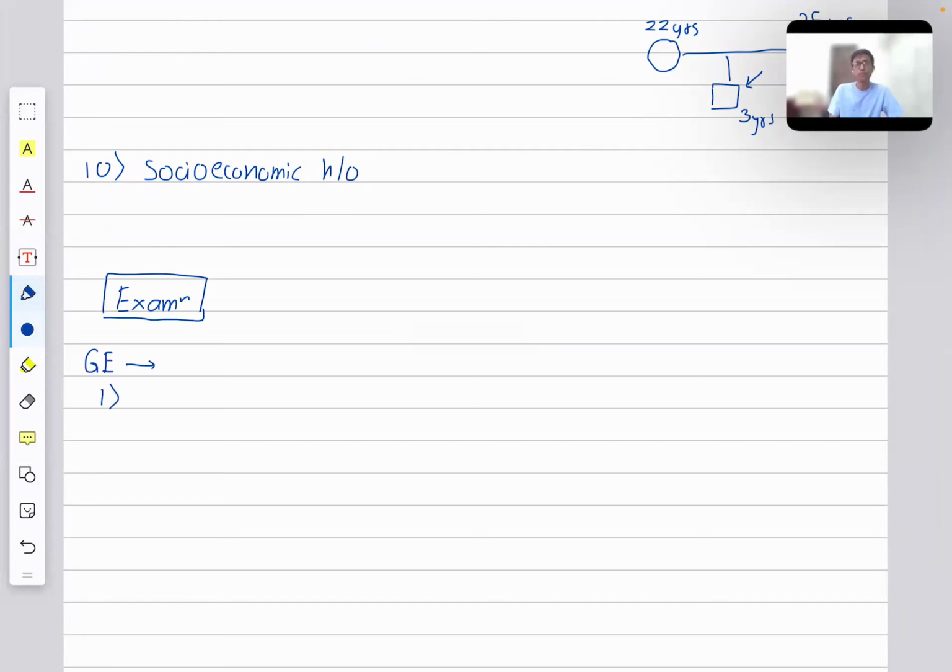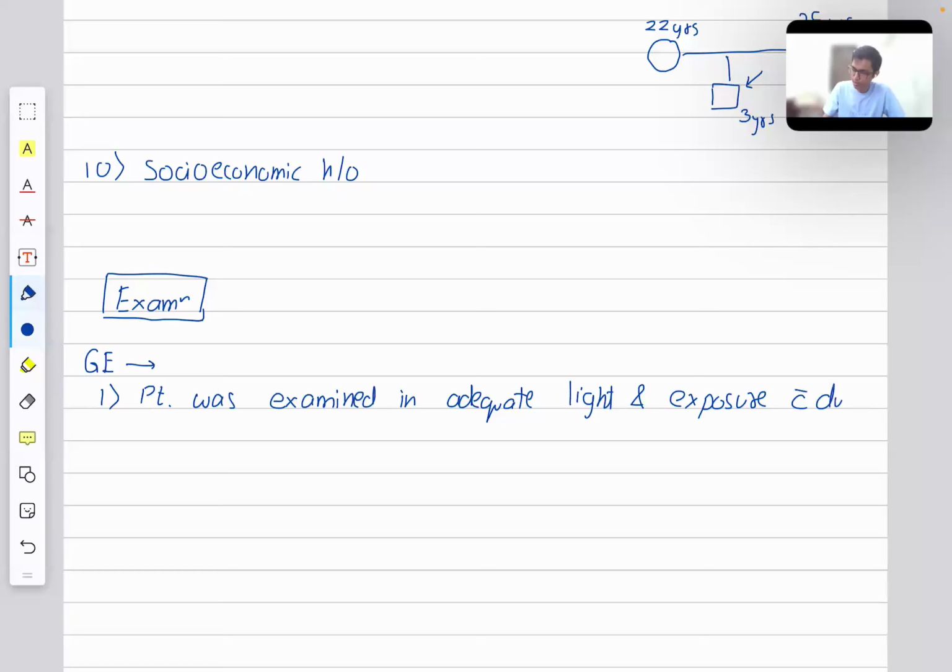It is very important, especially for our CBAB match, to mention about consent. Even if the examiner says you that just skip on directly to local examination, first line has to be that the patient was examined with consent. This is very important. So first of all, mention patient was examined in adequate light and exposure with due consent.